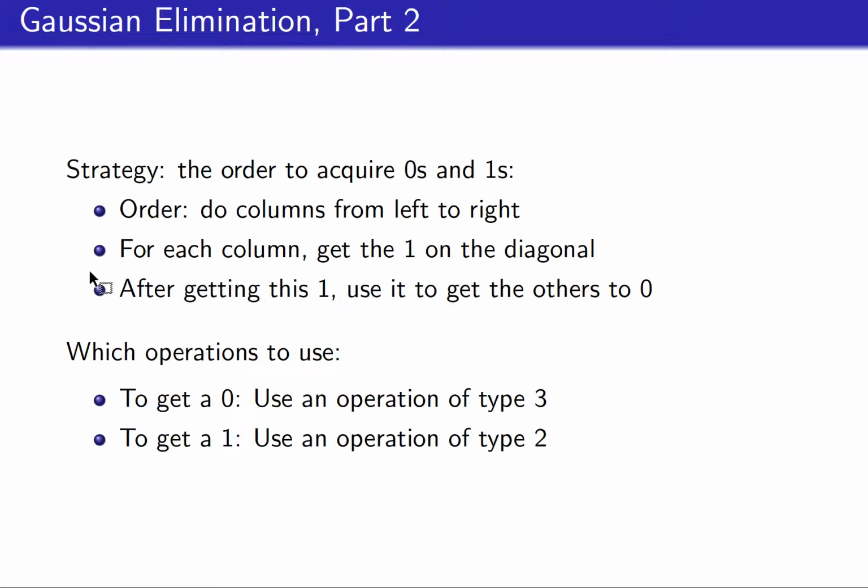Okay. And then for each column, I start with the 1. Each column has a 1 that I need and a whole bunch of zeros. And I start with the 1 first. And then I do all the other ones. I get all the other zeros. It doesn't really matter what order you do the other zeros in. If you like, go from top to bottom just to keep things organized.